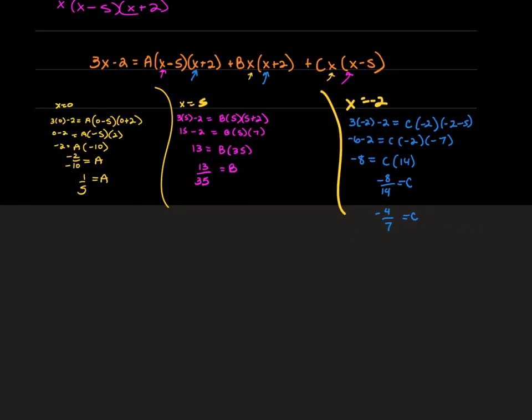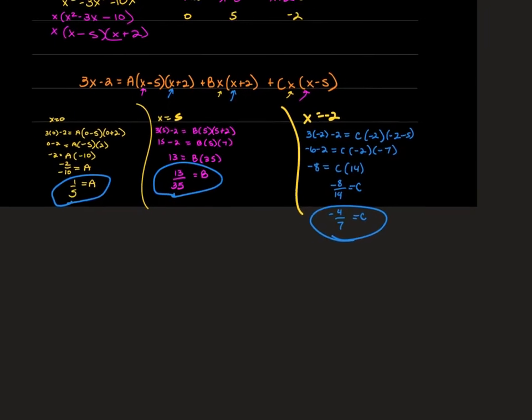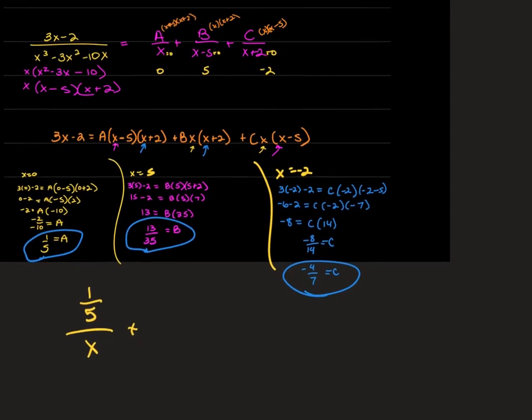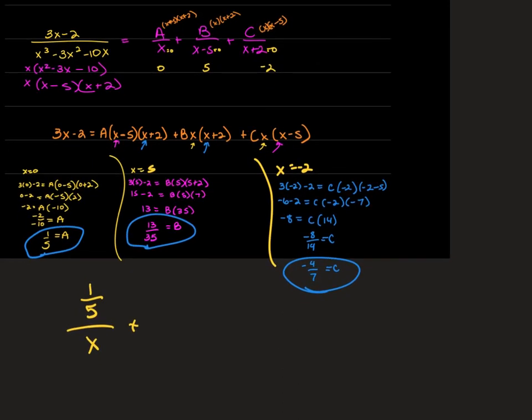So now I've got my A, my B, my C, and the last step is to carefully plug them back into the one that they're supposed to go in. So the A is the one that goes over the x, so it's 1/5 over x. The B is what goes over the x minus 5, so it's 13/35 over x minus 5. The C goes over the x plus 2, -4/7 over x plus 2.